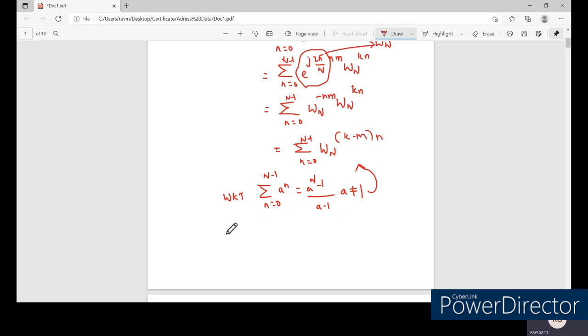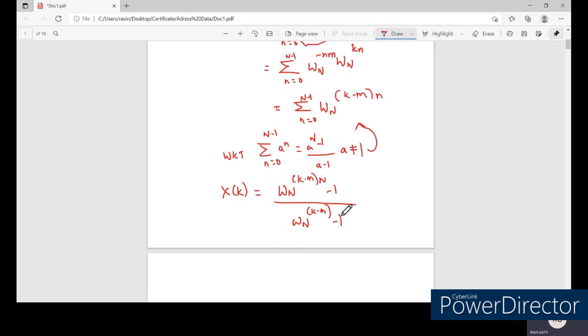So therefore, what is the left hand side? We have X of k is equal to, if I replace this entire term, what you'll be getting is omega N to the power of k minus m, multiplied by N minus 1, whole divided by omega N to the power of k minus m, minus 1. You will be left with minus 1.